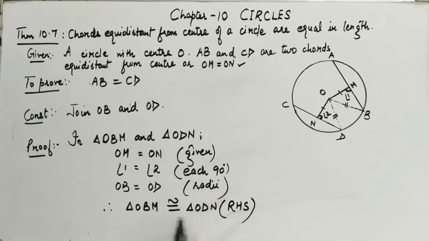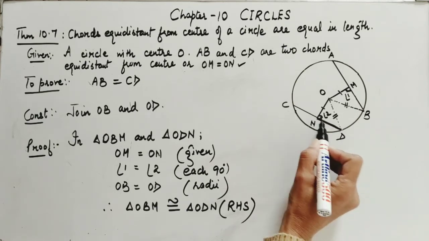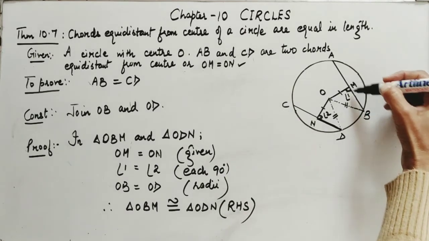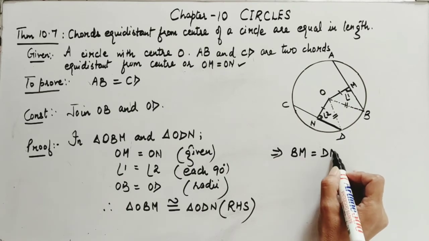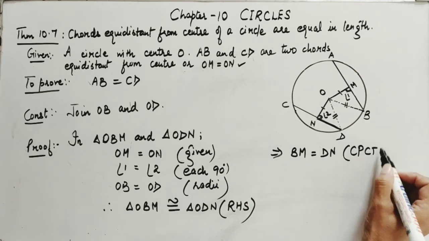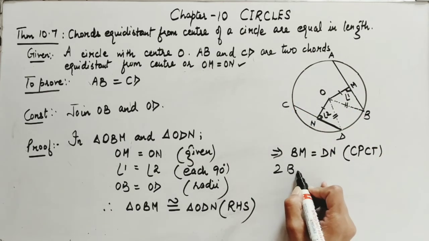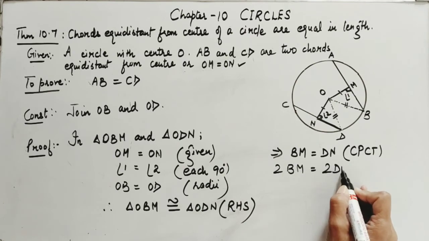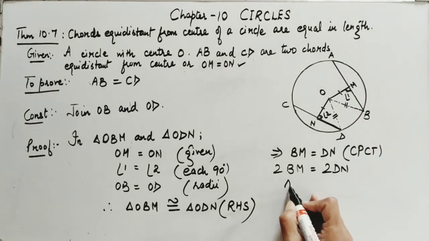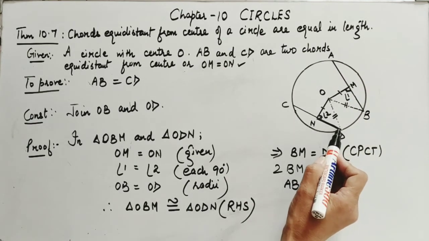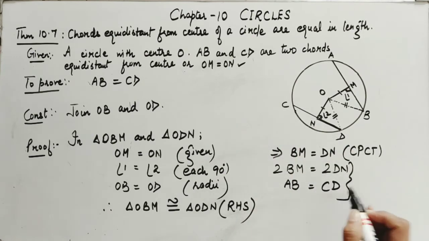And if these triangles are congruent, what can we say about these parts? The other parts, I'm talking about these sides, DN and side BM. This implies BM must be equal to DN by CPCT. But we need total AB. So should I double it? Twice of BM would be equal to twice of DN. Now what is twice of BM? It is total AB. And twice of DN will be CD. Why can we say that this is true? Reason for this.